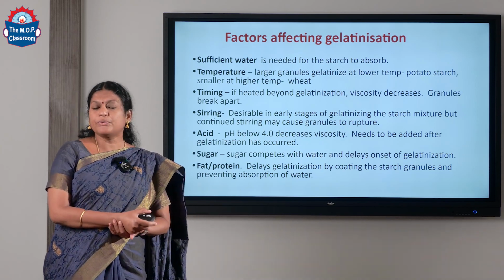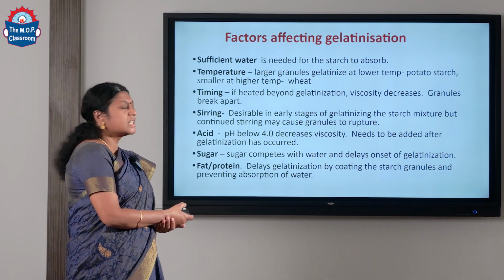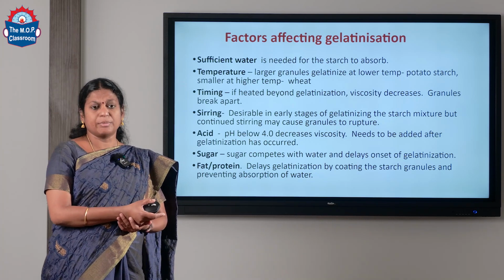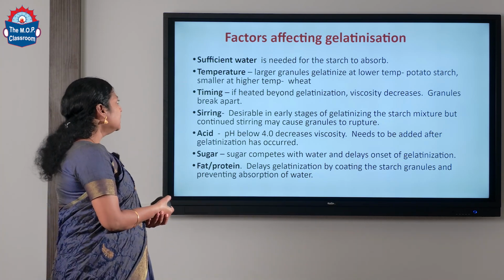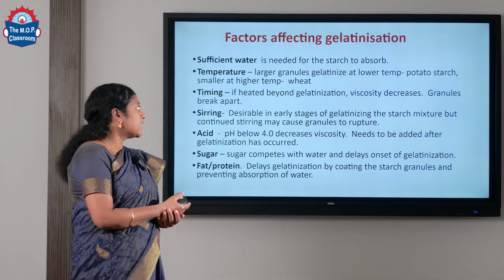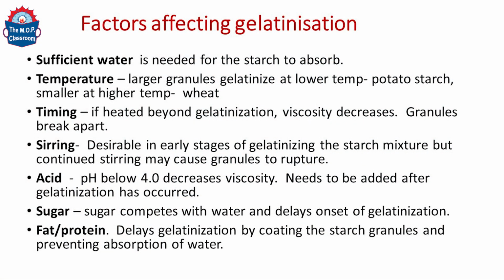Now moving on to factors affecting gelatinization. Sufficient water is the first requirement for gelatinization to happen. The next one is the temperature. As already discussed, larger granules will gelatinize at a lower temperature. For example, potato starch. That's why we use potato starch in ready to make soup mix and all. Then timing. If we heat beyond the gelatinization temperature, sometimes the viscosity decreases and the granules will break apart.